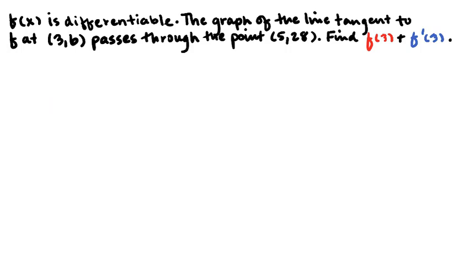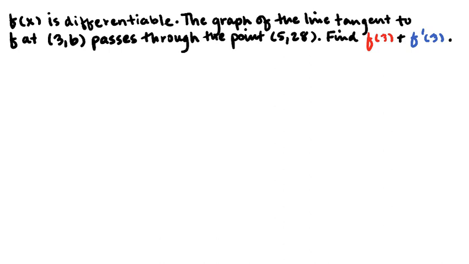All right, next we have another example that doesn't seem to really fit in with the chain rule, but it was on my notes from last year. So it must be very similar to some kind of question on like maybe a quiz or a test or something. So we're saying that f is differentiable, and the graph of the line tangent to f at 3, 6 passes through the point 5, 28. And they're asking us for the sum of f of 3 and f prime of 3.